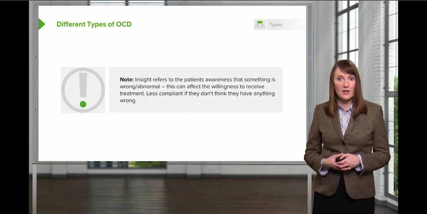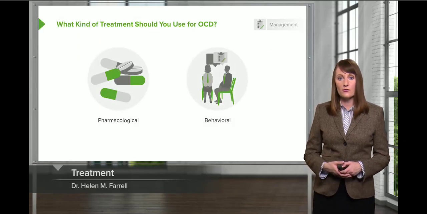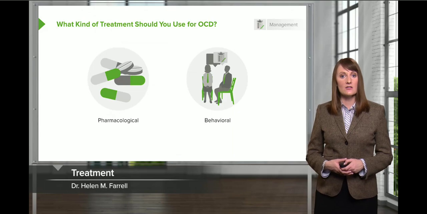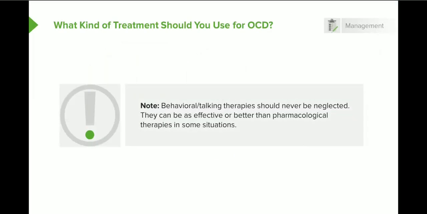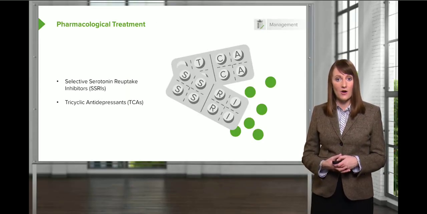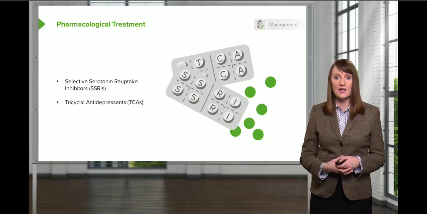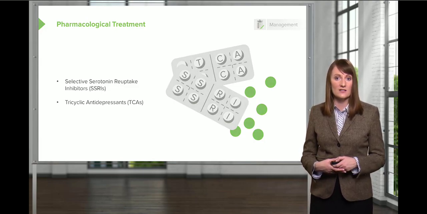A less compliant patient may not have as good of an outcome as one who actually adheres to the treatment plan. So what kind of treatments should you use for OCD? There are certainly medications and also talk therapy options. When it comes to treating OCD, note that behavioral and talking therapies should never be neglected. They can be just as effective and sometimes even more effective than pharmacology. The medications that we often use in treating OCD include SSRIs and sometimes tricyclic antidepressants. You can refer to another lecture in the anxiety series for more details about both of these medications.